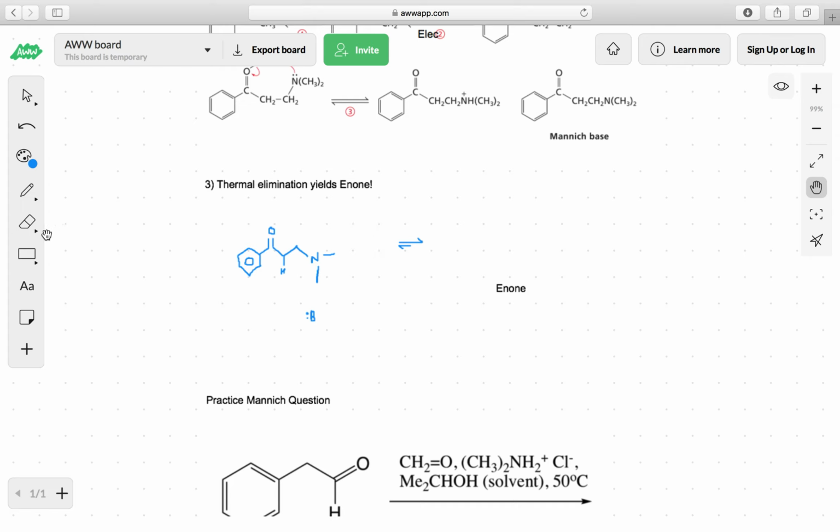What's going to happen? Well, what this base is going to do is abstract this proton right here, this alpha proton. But instead of swinging to the left like we expected, it's actually going to swing to the right. And because of that, we need to kick something off. So we're going to kick off this nitrogen group. And it's probably just going to grab a proton from somewhere in solution. That's not important. But what we're going to be left with is an enone product. So let's see what that looks like now.